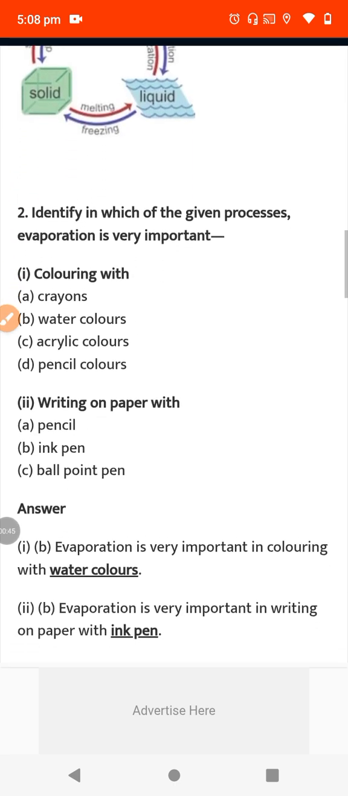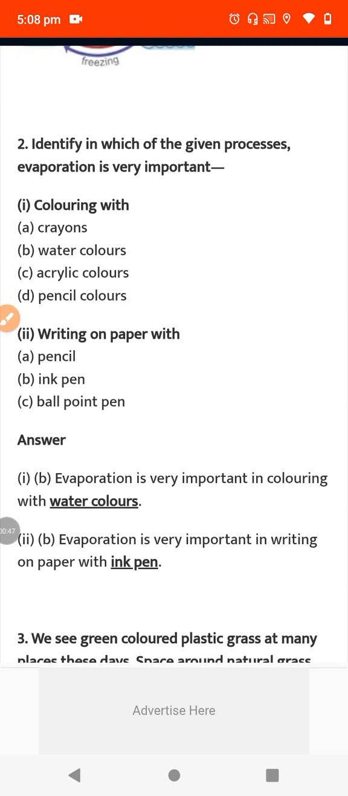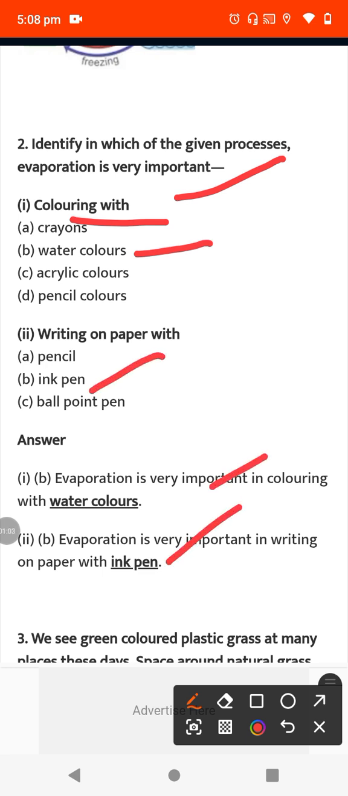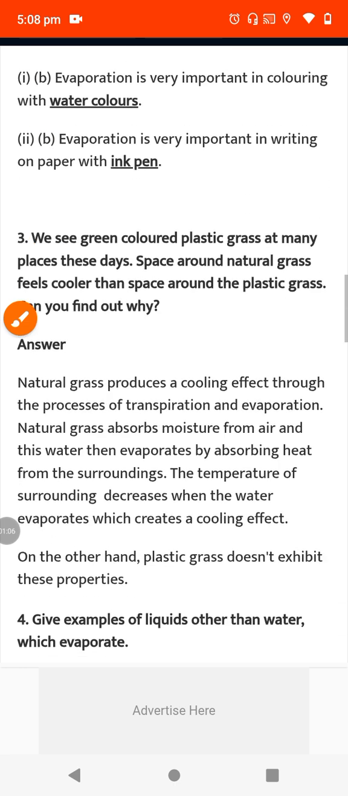Now the next one says, identify in which of the following processes evaporation is important. Evaporation is important in coloring with watercolors and writing on paper with an ink pen. So these are the two options which are totally correct over here.